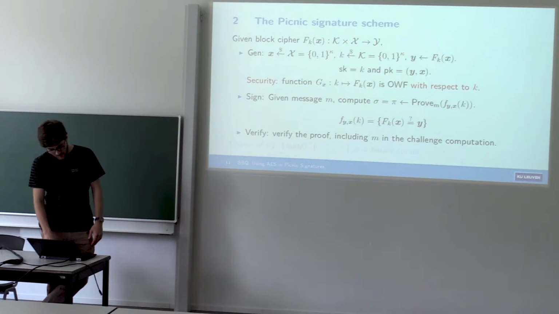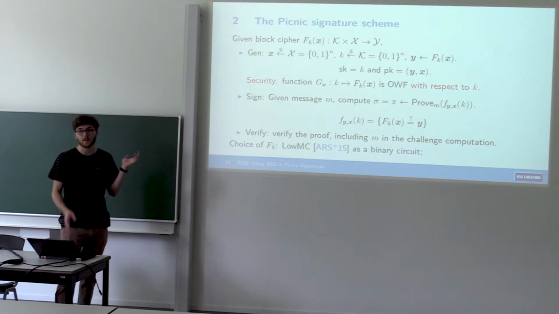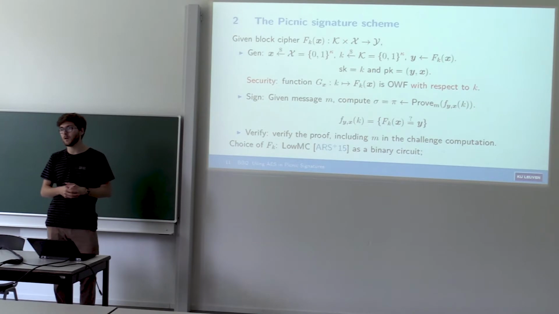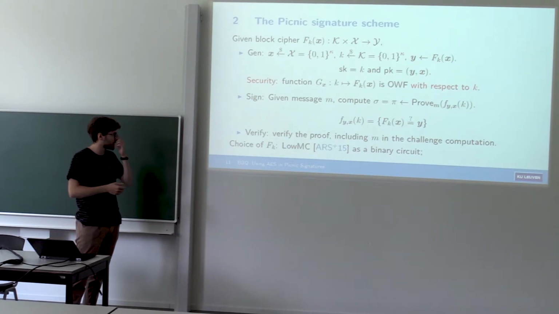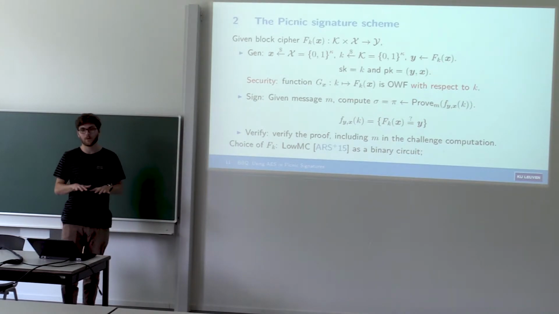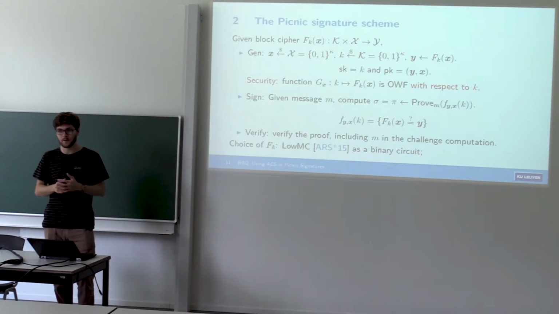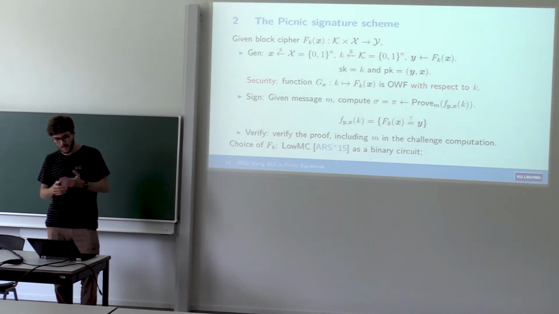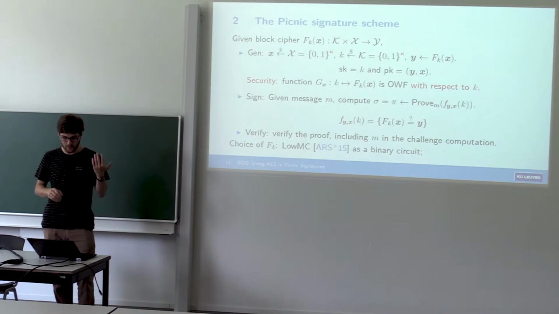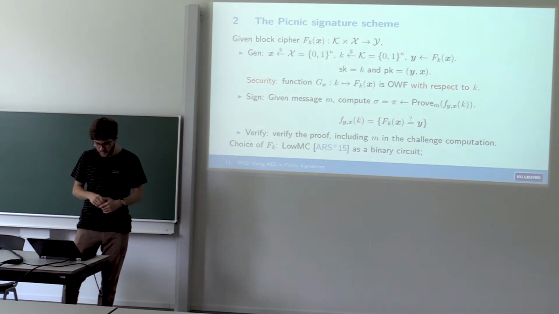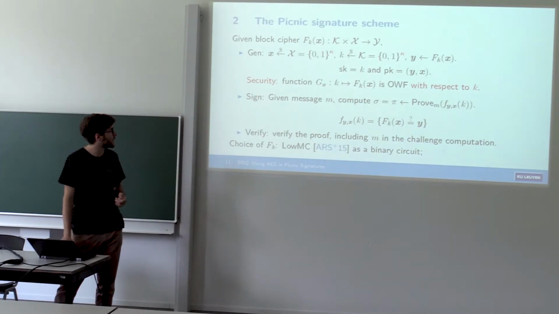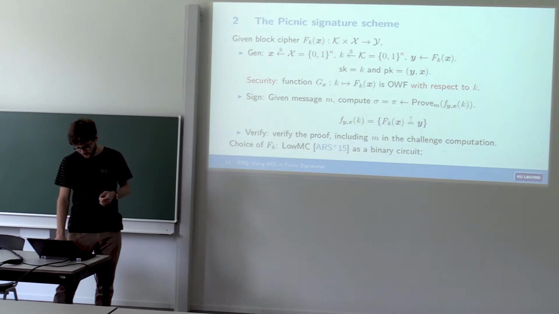And so Picnic chooses LowMC as their block cipher for efficiency reasons, because LowMC is a circuit that is specifically designed to reduce the number of AND gates, and you'll see why it's important. So it's designed to be MPC efficient. The flip side of that is that the LowMC circuit was only introduced in 2015, so there are not as many security guarantees as for AES. So this is where our work really originated.